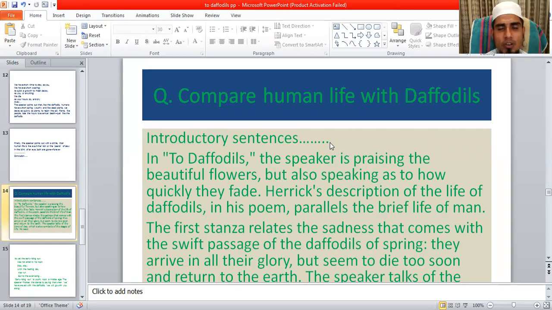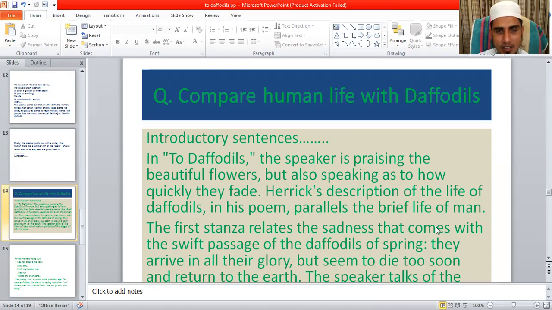And through this comparison, Robert Herrick wants to give a philosophy of life, that everything of human life or nature, any creation of nature, is for a short time, a transitoriness. So, by making a comparative study between human life and daffodils, the poet presents this truth in this poem. I'd like to mention how the poet compares human life with the flower daffodils. So in this way, you can make the introductory sentence here.